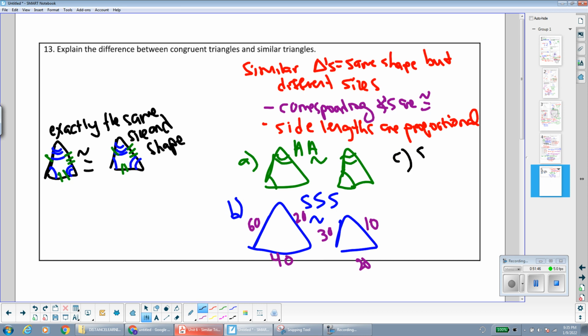And finally, we have our last method of proving triangles similar, which is SAS. That is when you have two pairs of proportional sides with a congruent angle in between. So let's say this is 4 and this is 8, 12, and 24. These two triangles would be similar by SAS because we have two pairs of proportional corresponding sides. They both have a scale factor of 3, and there is a congruent corresponding angle in the middle.